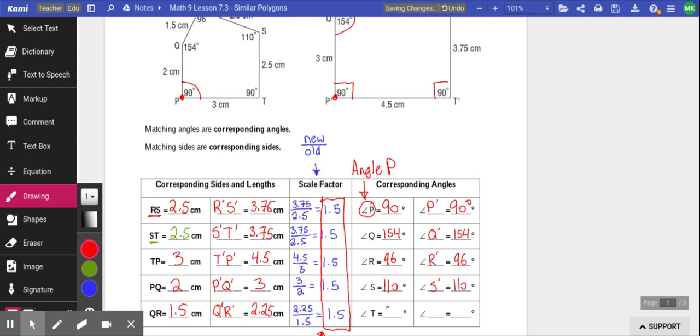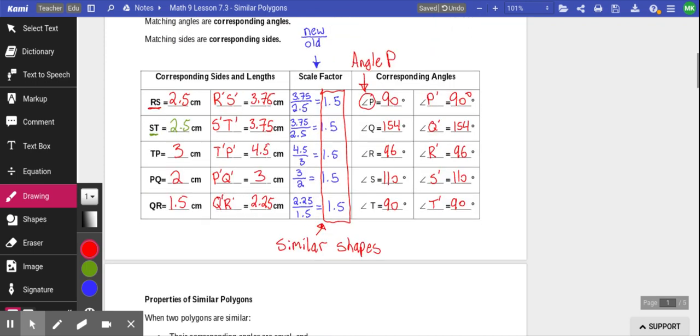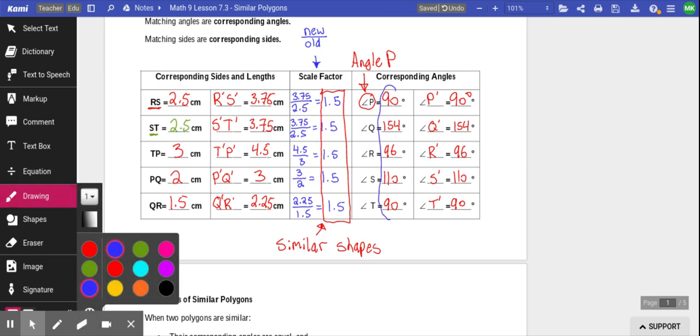And if you look at angle T, that's 90 degrees. That means angle T prime is also 90 degrees. When all the angles match the way that we have here, so all my angles match, that tells me I have similar shapes. If even one angle didn't properly match up, then I wouldn't have a similar shape anymore.